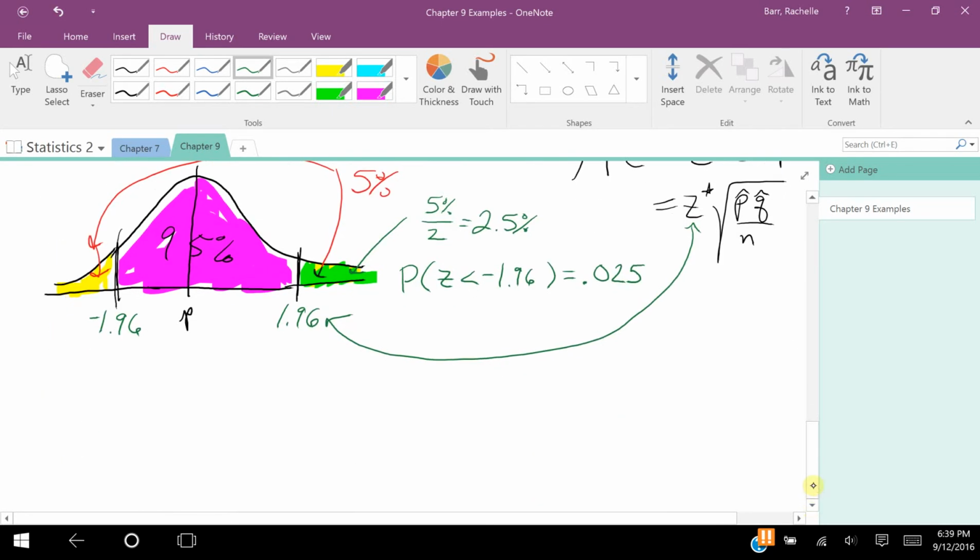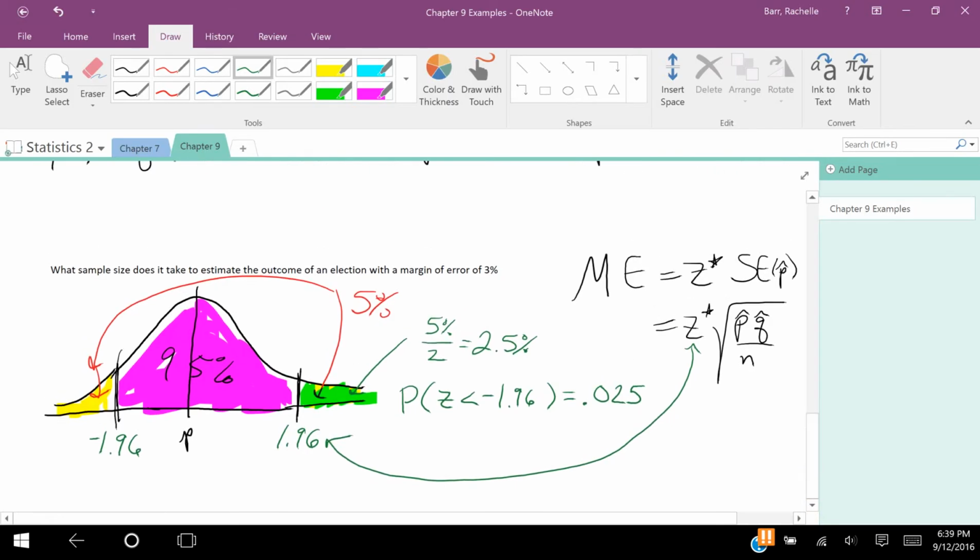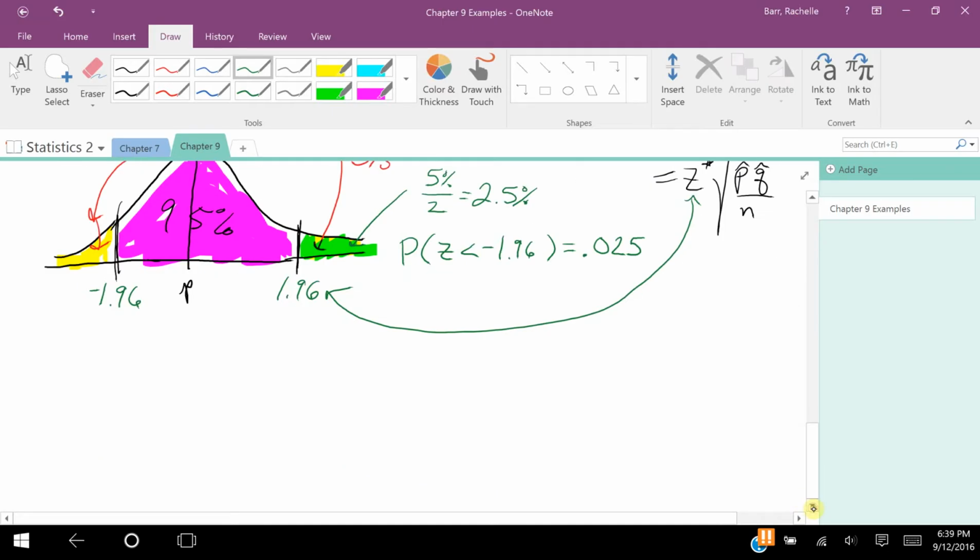So let me scroll down just enough to see this. Okay, so again, I want my margin of error to be 3%. I'm going to use this, and then I'm going to use the worst case scenario proportion of 50%. If you want to know a little bit about why it's 50%, I will do a little bit at the end of this video about why. It's a little bit of an algebra concept that you may or may not have forgotten.